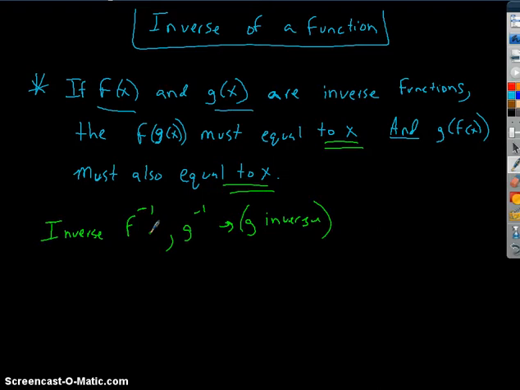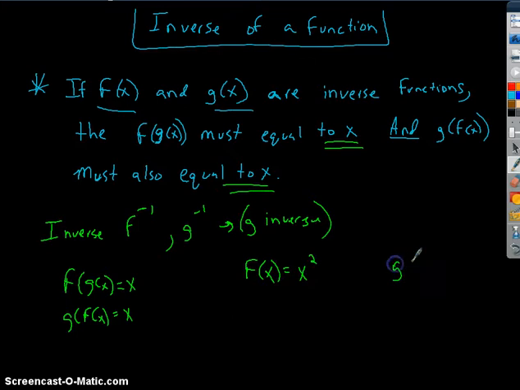All right, so let's look at some more inverses. Well, before I go any further, understand this. That's one way we can show inverse: if f of g of x equals x, and also g of f of x equals x. So a prime example is this. Suppose I gave you f of x equals x squared, and g of x equals the square root of x.